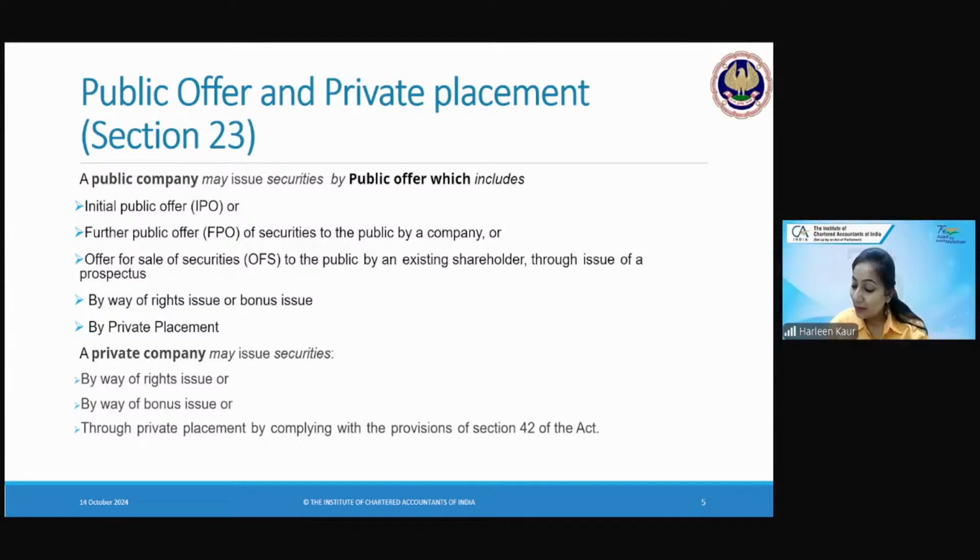Because it is not listed, it can go for private placement. Okay, Tejaswin is trying to tell us that a private company can only go for private placement. So this is what we discussed in the previous lecture. A public company can go for IPO, FPO, rights issue, OFS, bonus shares, and private placement for raising the securities from the public. However, a private company only has three methods of raising securities, that is rights issue, bonus shares, and private placement. Private placement is Section 42, which we'll be covering in our next session. All of you have given the correct answer. Very nice.